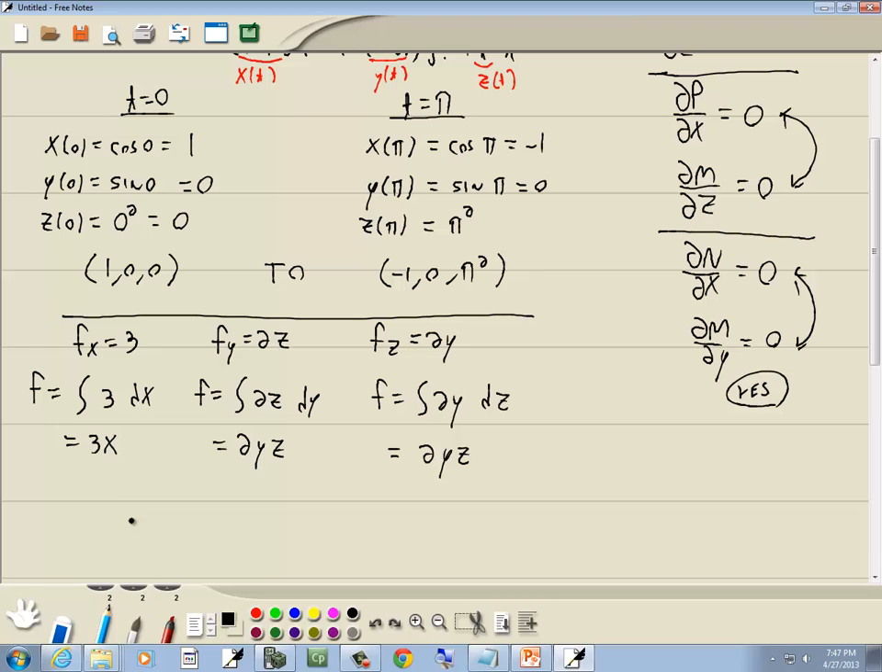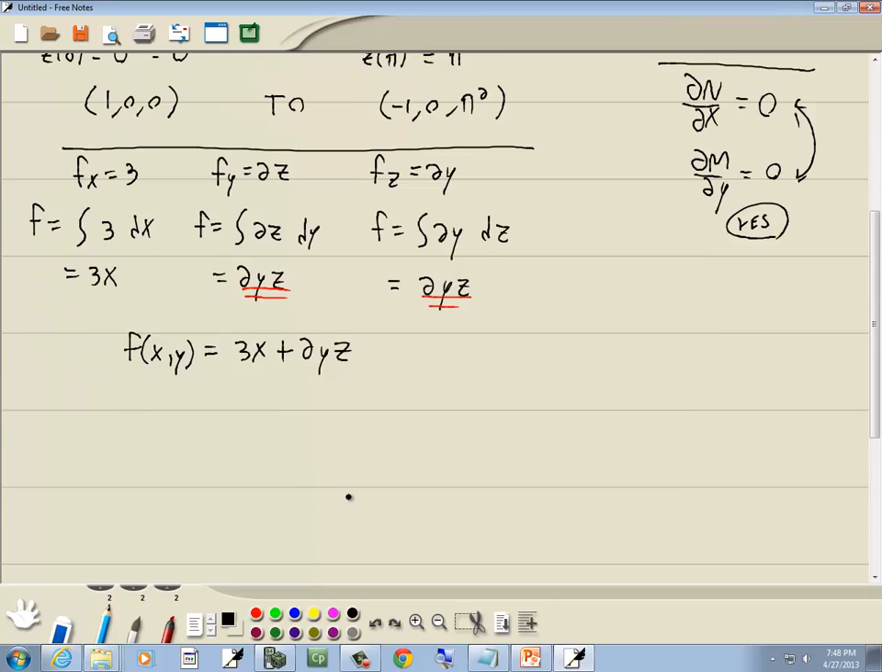Okay, so for our potential function, we want to merge these three together, and if any of them repeat, we don't want to write them down twice. And you see I got 2yz here and I got 2yz there. So our potential function is going to be 3x plus 2yz. Okay, now we need to plug in our points.